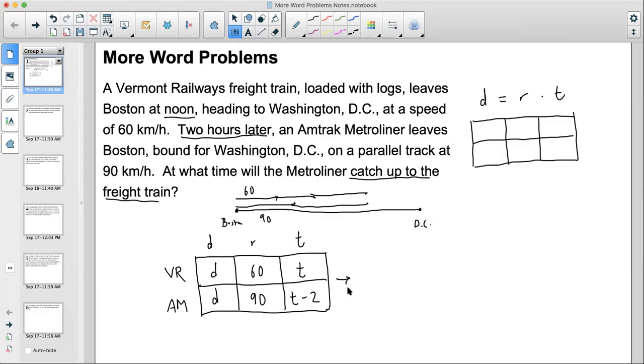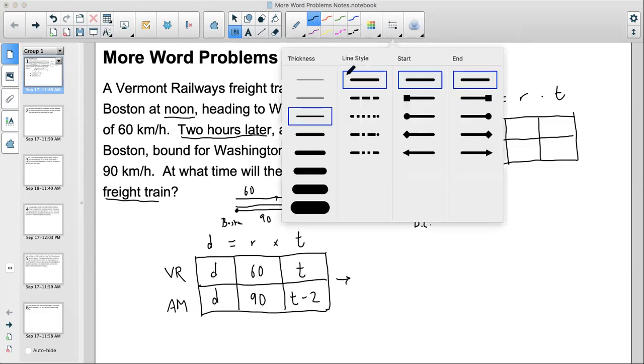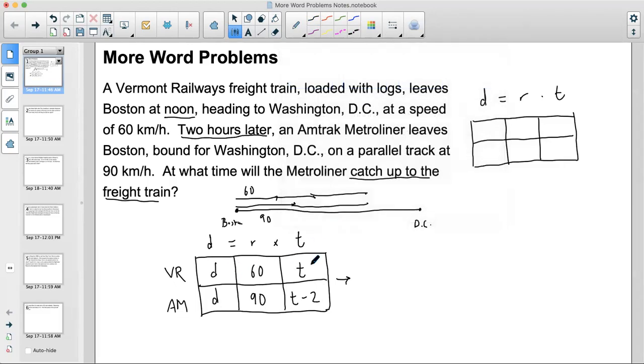And this leads me to two equations. Distance equals rate times time. So d equals 60t. Let's write that a little higher so we can see that it came from this top line of the table, which gives me d equals 60t. The bottom line gives me d equals 90 times t minus 2.